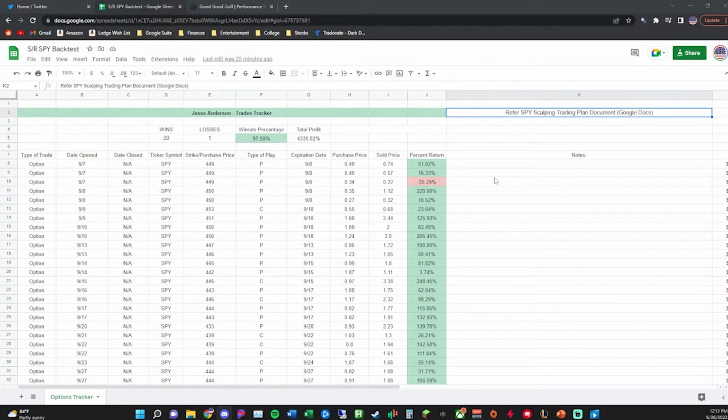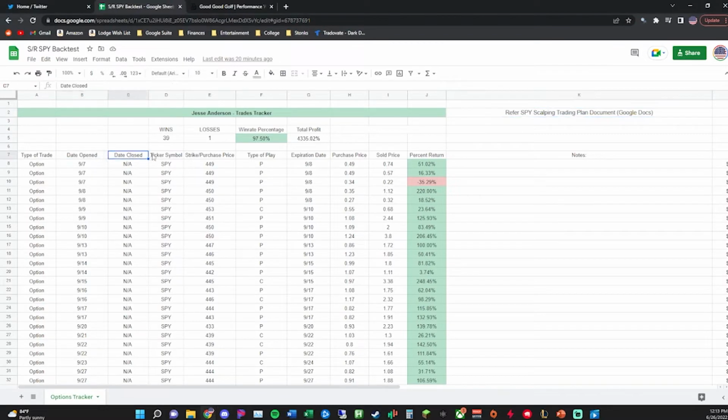And as you can see, I have a date open, date closed, ticker. For futures, this part wouldn't matter, but your contract strike price, type of play, so P is a put, C is a call. Expiration date, again, only applicable for options really. Purchase price and sold price.